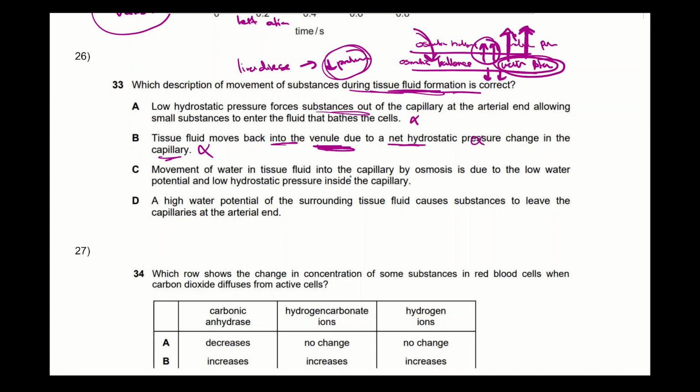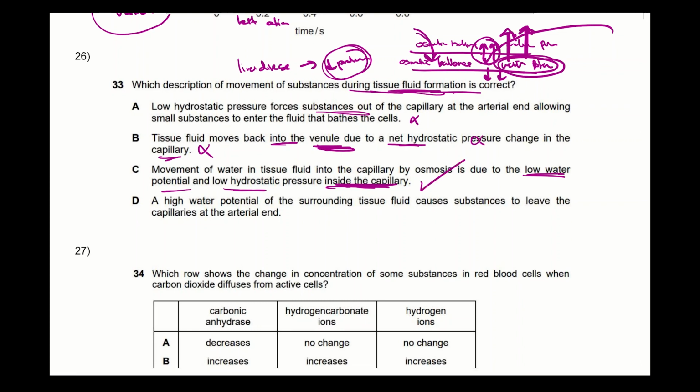C. Movement of water in tissue fluid into the capillary by osmosis is due to the low water potential and low hydrostatic pressure inside the capillary. Now, here we're talking in reverse. What if tissue fluid moves back into the capillary? What would happen, completely the reverse? The water potential would decrease and the osmotic balance would increase. Therefore, water now moves down the water potential gradient back inside the capillary. Therefore, this is correct.